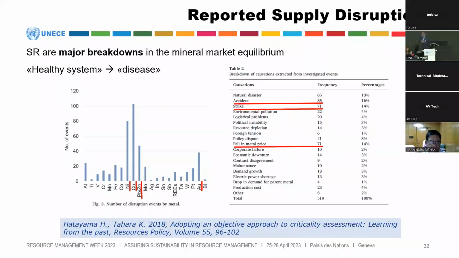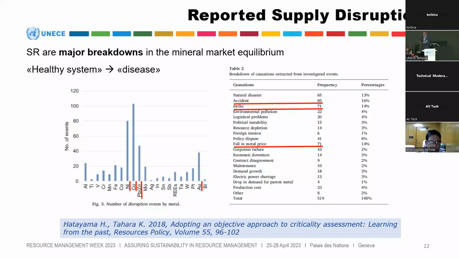To rebalance, because I used many slides and I'm getting to the conclusion, to rebalance a little bit more towards Japan, because I already had one slide, I also want to show this one, which is a very interesting study by Dr. Hiroki Hatayama from AIST, Japan, that published a very interesting study to analyze reported cases of supply disruptions.